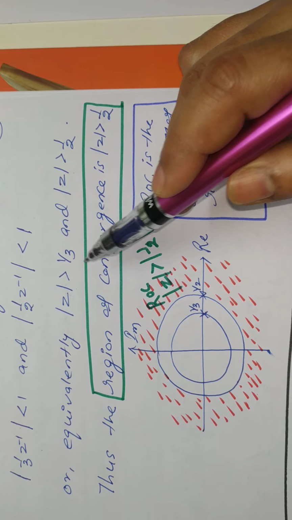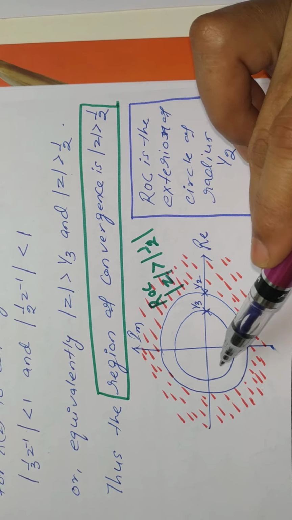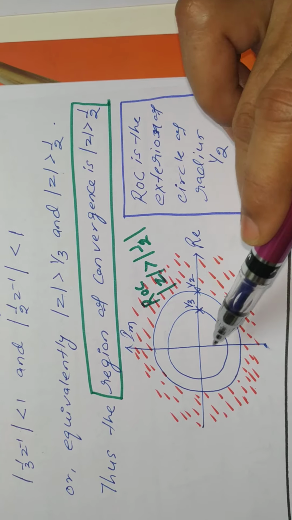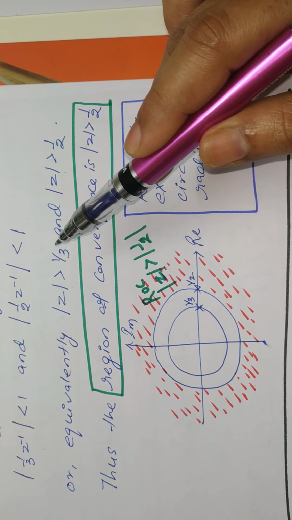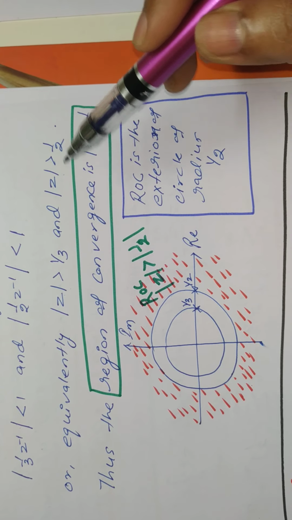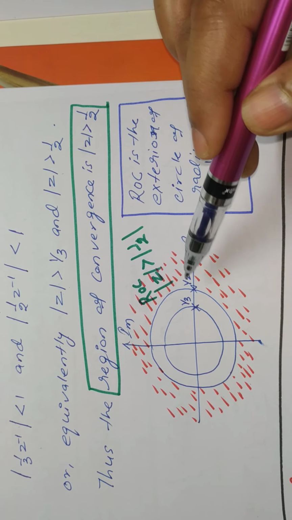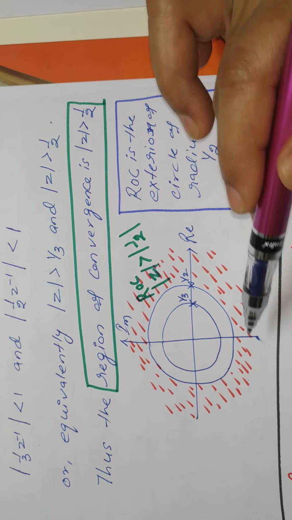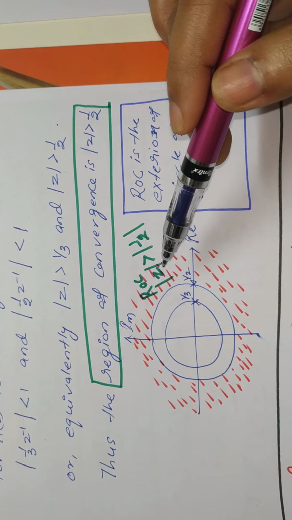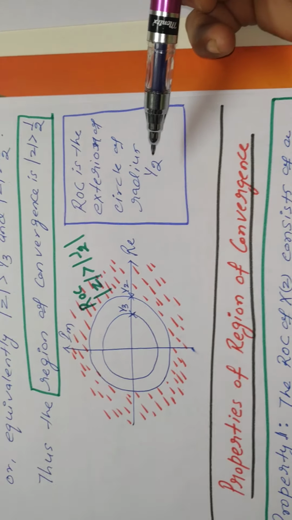Mod of z greater than 1 by 3 is a region where we have a circle of radius 1 by 3, and the exterior of the circle of radius 1 by 3 will be the region of convergence, taking this into consideration. And the second part, mod of z greater than 1 by 2, will be the region of convergence where mod of z is greater than the circle of radius 1 by 2. So what is common to both is mod of z greater than 1 by 2. So the ROC is the exterior of the circle of radius 1 by 2.